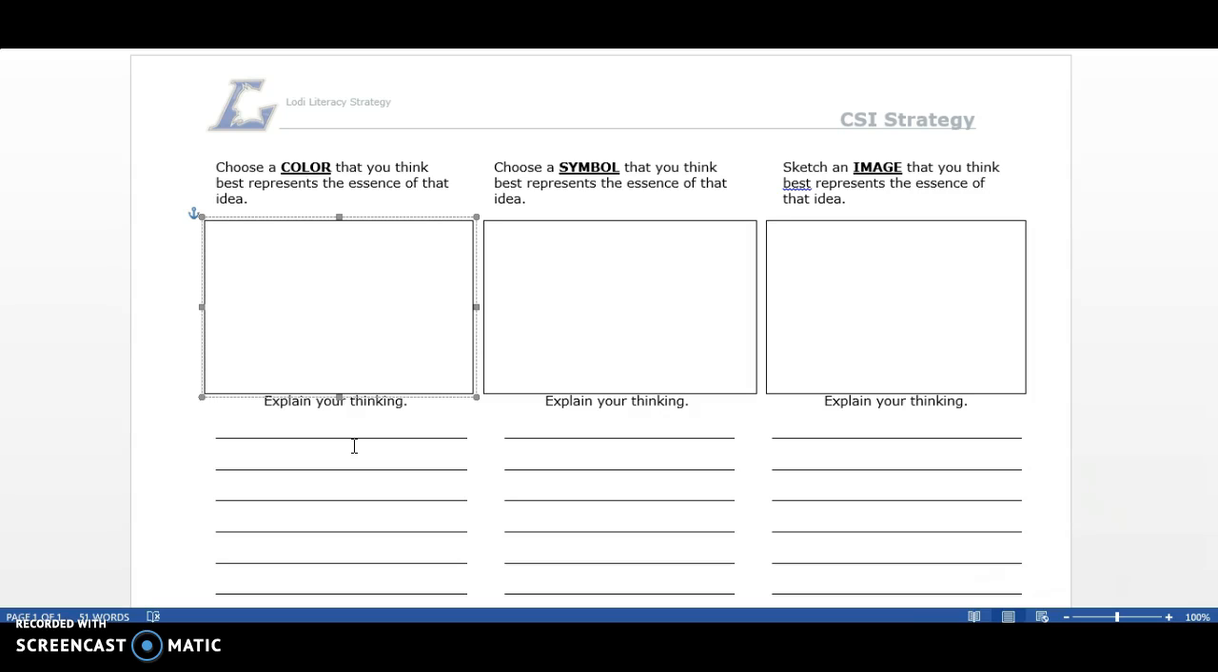I have quite a few other vocabulary strategies, so if this one doesn't meet your needs, you can always shoot me an email and let me know if you have a specific text, and we can find a strategy that would work best for what you're doing in class.